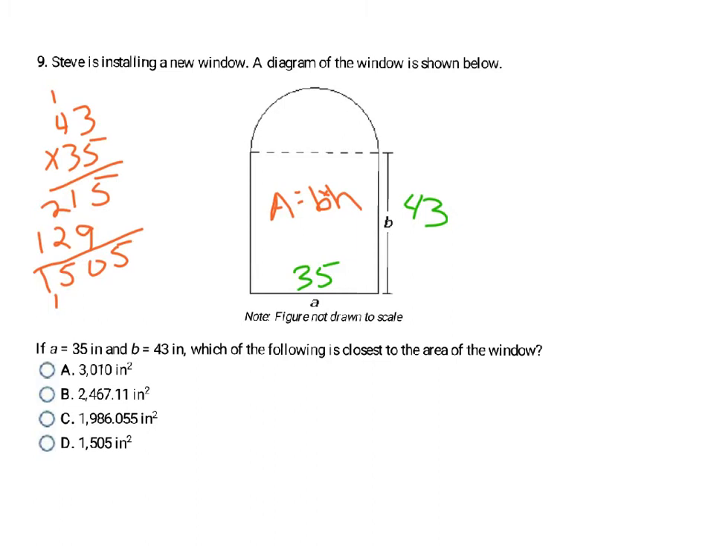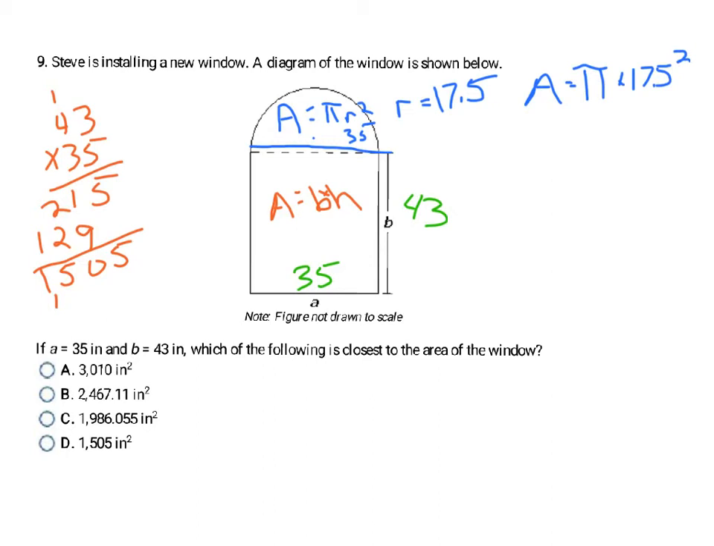Now I have to find the area of the half circle. So the area of a whole circle is area equals pi r squared. And I know that this diameter here is 35. So half of 35 is going to be 17.5. So to find the area, I'm going to have to take pi times 17.5 squared. And so that means I'm going to have to take 17.5 times itself.